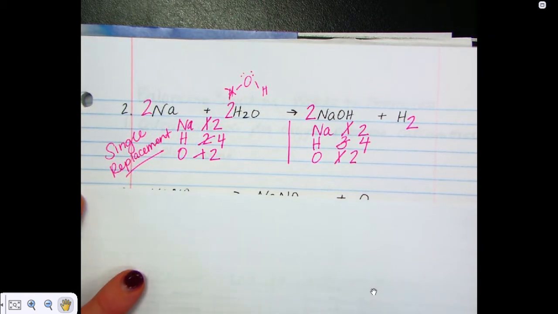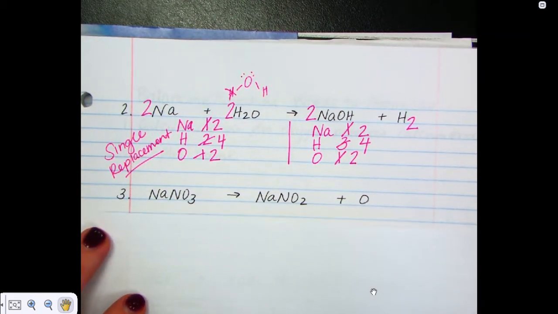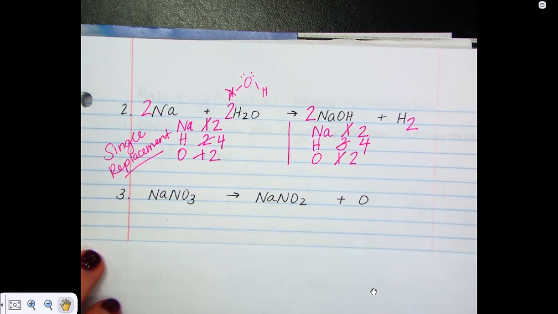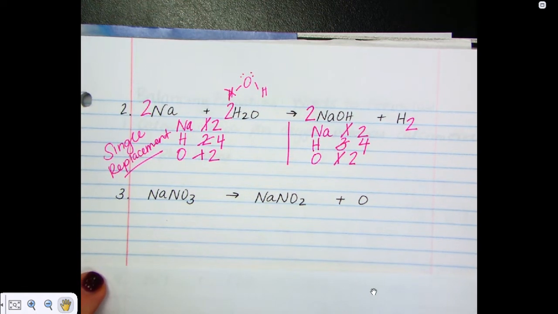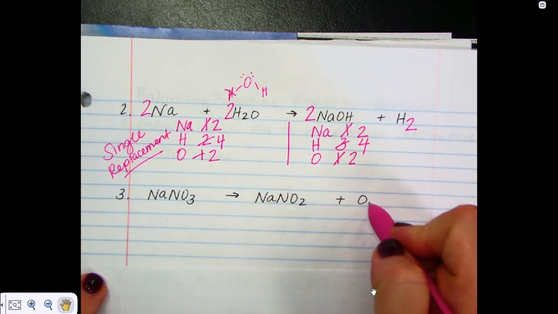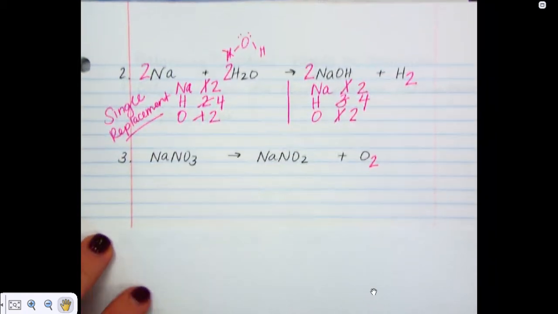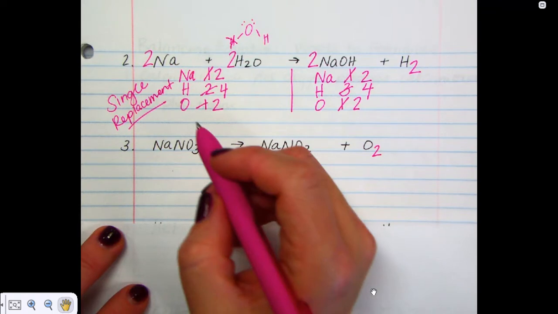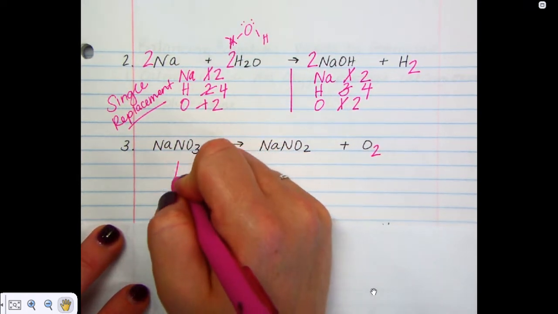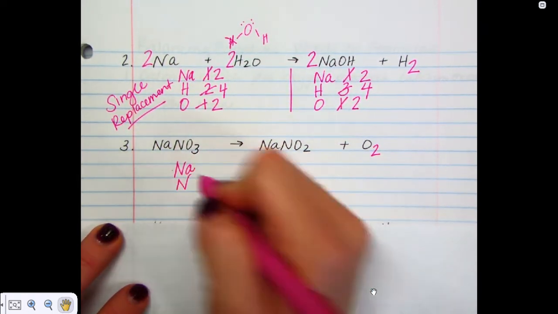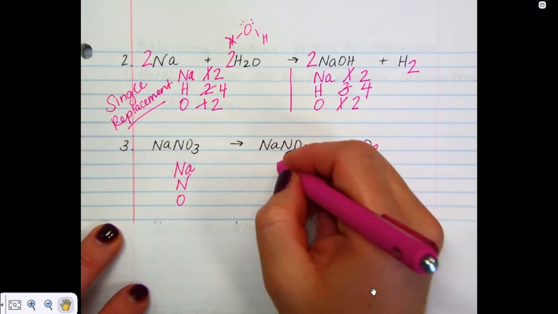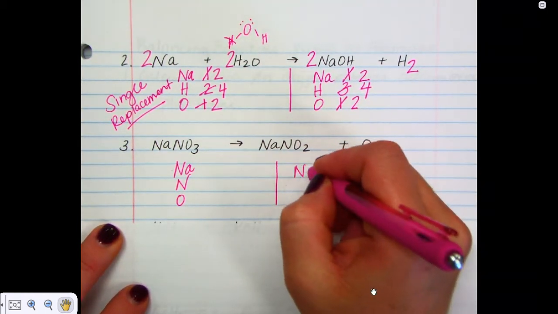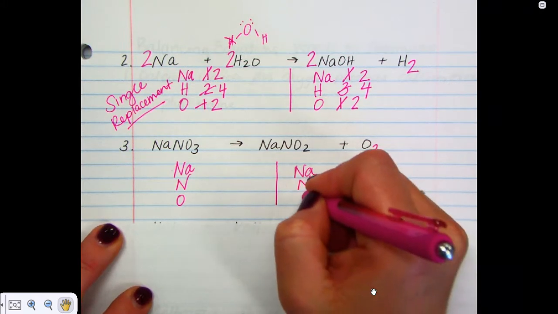All right, our next example, NaNO3 yields NaNO2 plus O. So first thing, what do I do? Check for diatomics. The only thing by itself is oxygen, so I put my 2 subscript there. All right, now I need to take inventory. So what do I have on this side? I have Na, I have N, I have O. On this side, I have Na, N, and O.